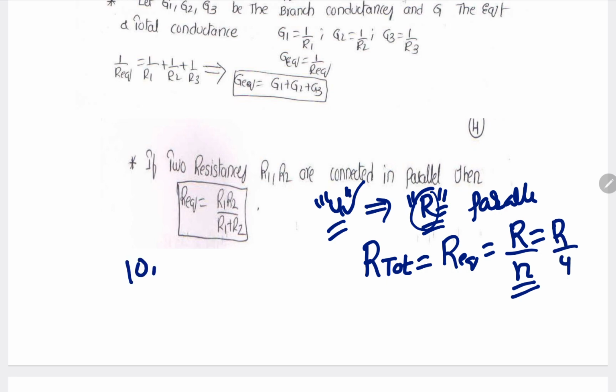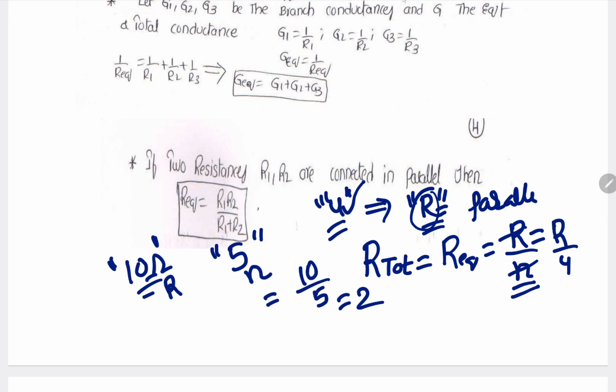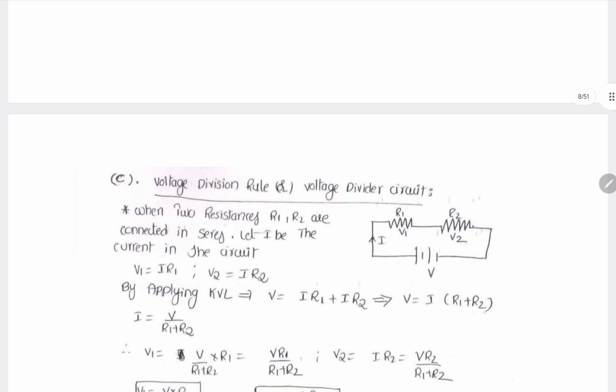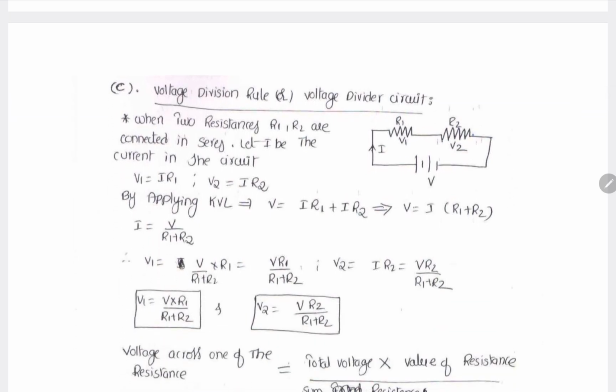Let us say 10 ohm resistors, each 10 ohm, 5 of them are connected in parallel. Then what is the equivalent resistance? N is equal to 5 here, R is equal to 10 here. The formula is R divided by N, 10 by 5. So what is the answer? 2. So whenever resistors are connected in parallel, the total resistance value decreases. Whenever resistors are connected in series, the total resistance increases.